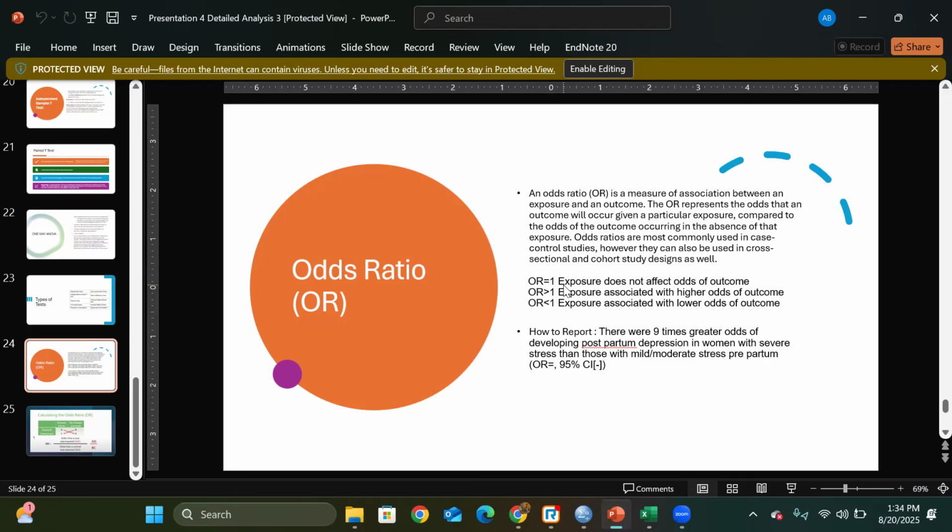So the odds ratio is equal to 1 if the exposure does not affect the odds of the outcome. If it is more than 1, that means it is affecting and causing the disease. And if it is less than 1, then it means that it's associated with lower odds of the outcome.